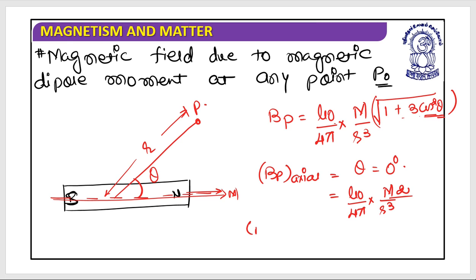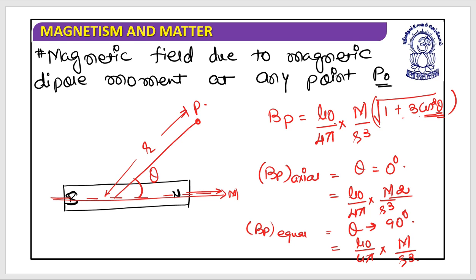And if it was the case of equatorial position, then theta would be 90 degree, and when it is 90 degree, cos 90 would be 0. So that could be written as mu naught by 4 pi multiplied by m divided by r cube. This is the magnetic field at equatorial position.